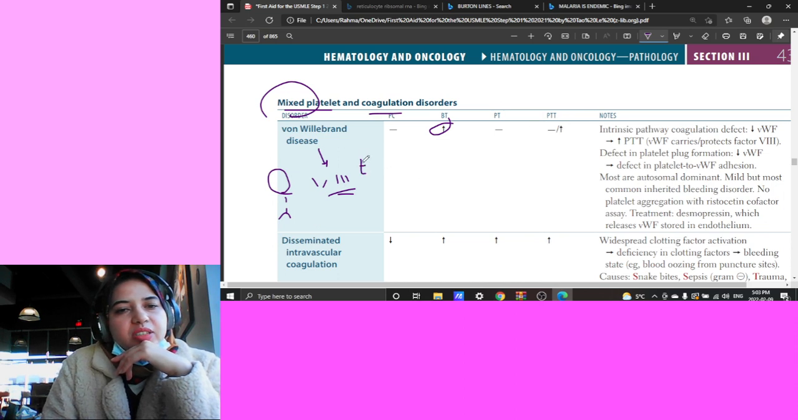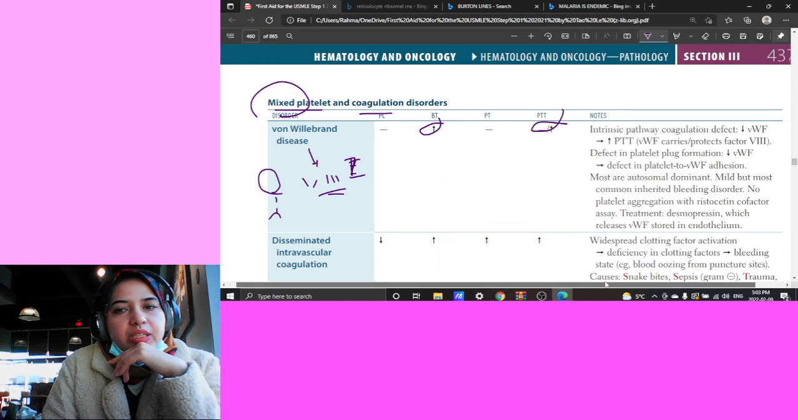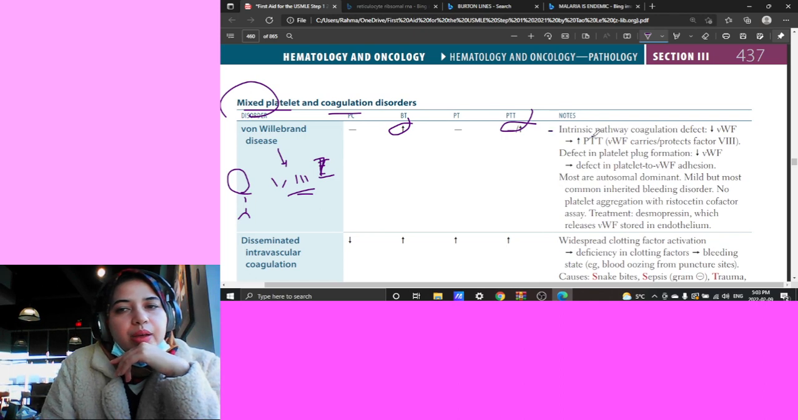So it's not protected and gets destroyed. You're going to have an intrinsic defect. So you're going to have increased BT and PTT in von Willebrand disease. What are we going to see? Intrinsic pathway coagulation defect, decreased von Willebrand factor, increased PTT because von Willebrand factor carries and protects factor 8. So you're going to have a defect in platelet plug formation. You're also going to have a defect in the coagulation cascade.